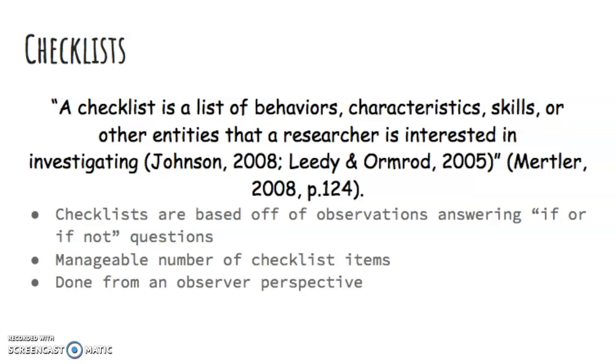In order for a teacher researcher to use a checklist, first, the teacher would need to know what they're looking for and create a manageable number of checklist items. Since this is done from an observer perspective, checklists are based off of observations of if you saw something happen in your classroom or if you did not. That was really what I gathered from the readings on when a checklist is used more for observations.